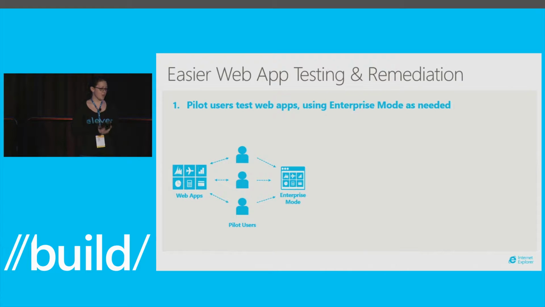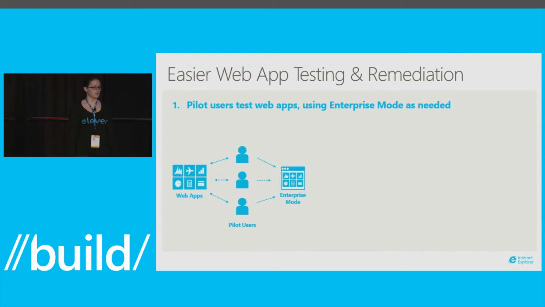So what an enterprise IT guy can do when they're testing out what line of business apps they have, they can take some test app users and say, all right, I want you to go about your day and do your job. And every time you see an app that doesn't quite work or just doesn't work at all, I want you to turn on enterprise mode, go to tools, enterprise mode, and see if that fixes it. If it does, awesome, just continue on your way. And if it doesn't, just turn it right back off.